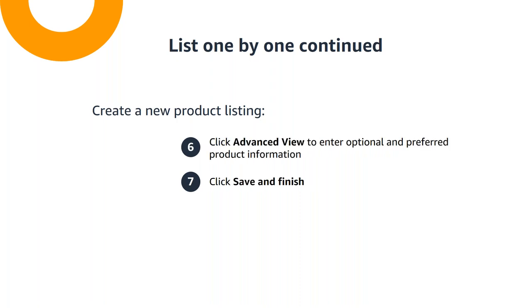Once you have entered all required product information, click Advanced View and consider adding optional and preferred details on the new tabs that appear. Remember, the more high quality information you provide, the better informed your customers will be while making purchasing decisions. Optional and preferred product details can also make your items easier for customers to find in the Amazon store. On the Compliance tab, you can enter product safety and compliance information. If your product contains or is packed with batteries, is classified as a pesticide by a government organization, or is subject to dangerous goods regulations, you'll enter that information here.